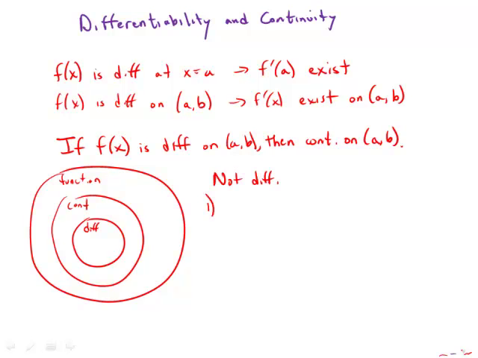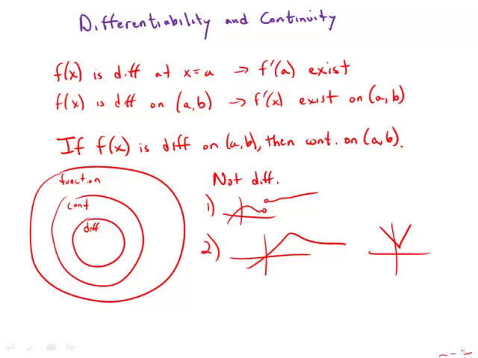Well, first of all, it would be not differentiable if it were just not continuous. If it had any kind of jump or asymptote or hole in it, it would be not differentiable. Second of all, it would be not differentiable if, for example, it had some kind of cusp or corner. For example, the absolute value function comes to a particular point.